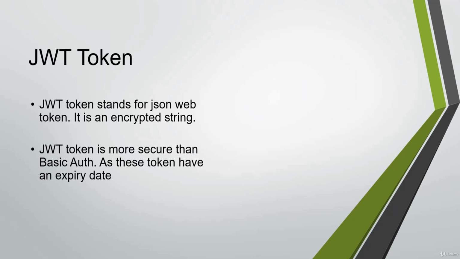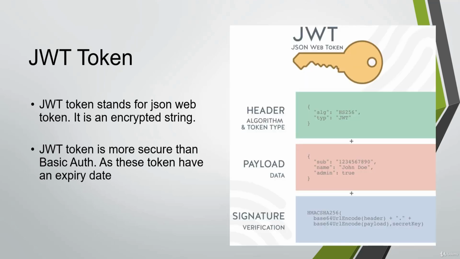JWT authentication mechanism is much more secure compared to basic authentication because the token which gets generated has an expiry date. Once the expiry date has passed, you need to generate the token again in order to access the endpoint URL. This is the standard format of the JSON Web Token. The first part has information about the algorithm used for creating the token. The second part is the data. And the third part is the verification signature, which is used for validating the token.